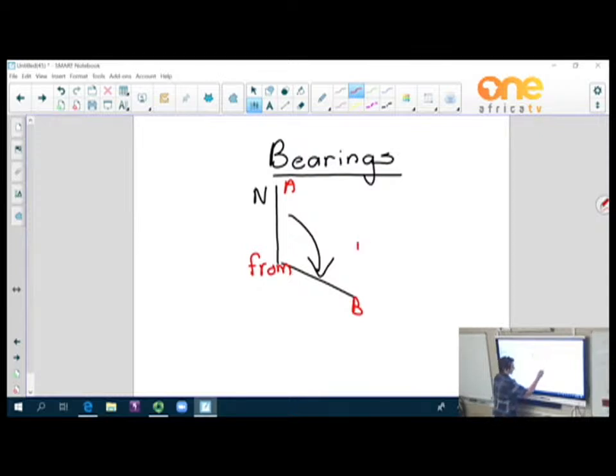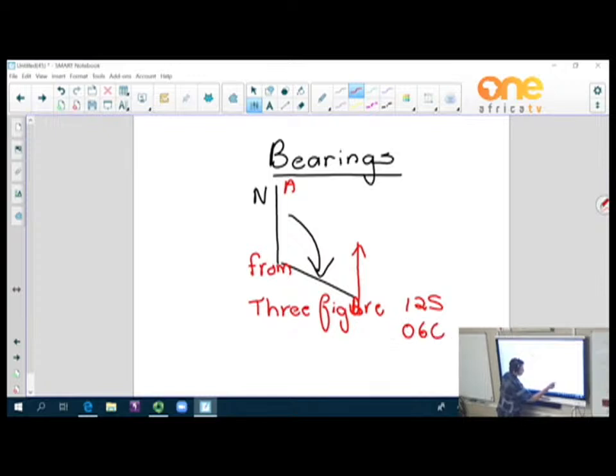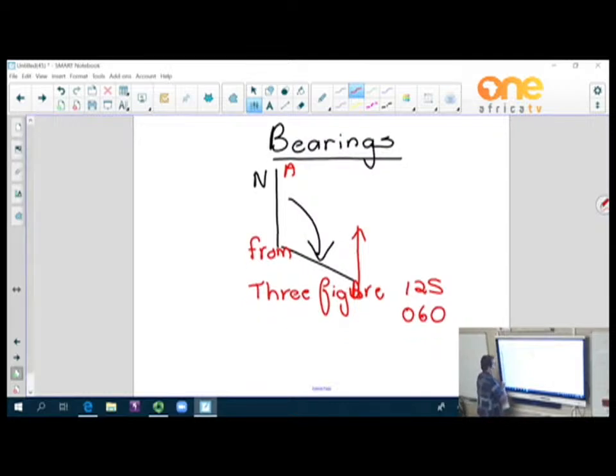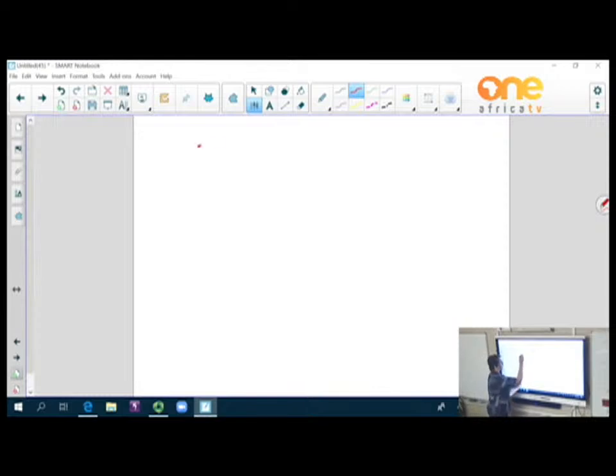Another thing is that at B we can draw a second north line, and those two lines are now parallel. So here you have co-interior angles. And then we give it as a three-figure bearing. So that means, for instance, this one is 125 degrees. That's the bearing. If it's a smaller number, then we use a zero in front for bearings. Okay. So we're looking now at try now 38.